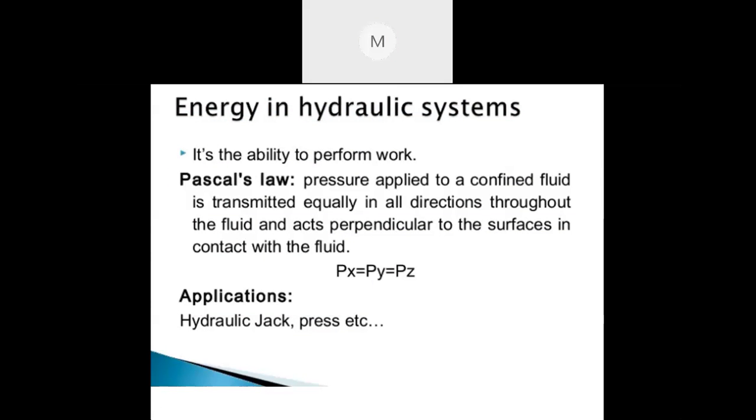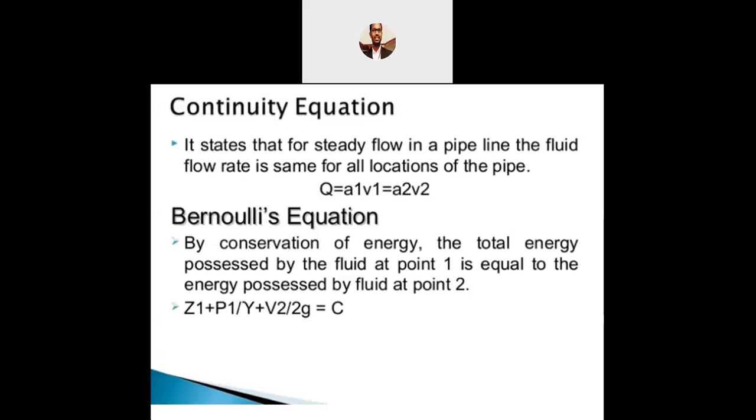Okay, I was just talking about the continuity equation. My dear friends, I guess you are already familiar with the continuity equation and Bernoulli's equation. Once again, as a formality, I will explain. A continuity equation states that in a steady flow, in the pipeline, the fluid flow rate is the same in all the locations of the pipe. That means Q1 is equal to Q2 is equal to Q. That means A1 V1 is equal to A2 V2.